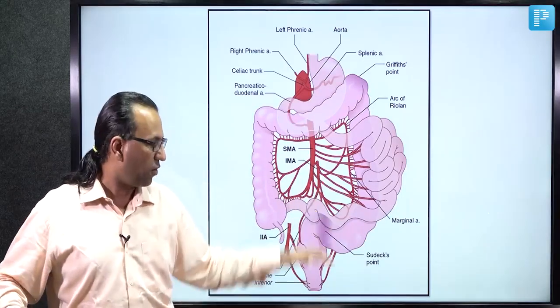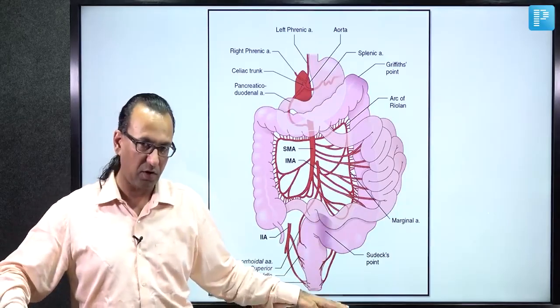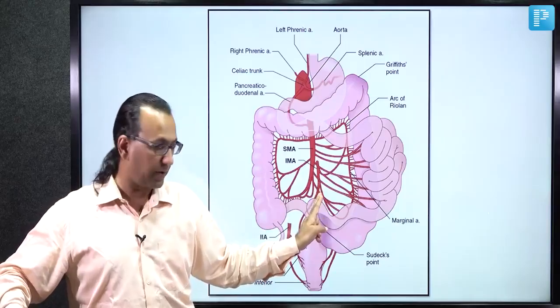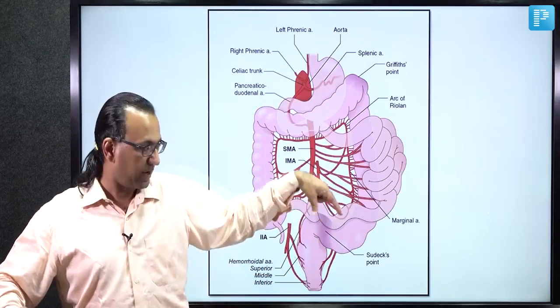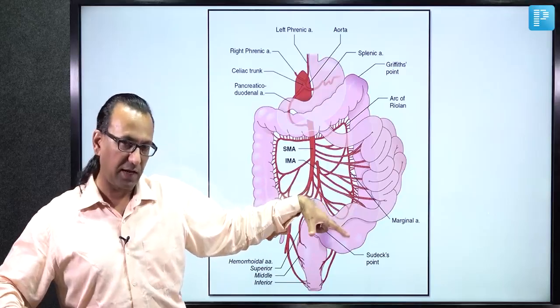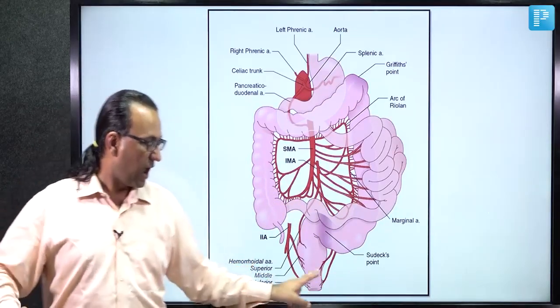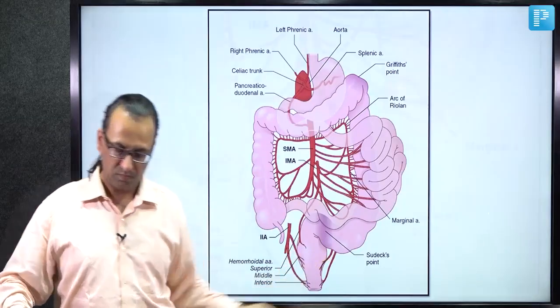Since we are talking about the pelvis regions like rectum, we need to discuss the artery of the hindgut. So let us focus upon this inferior mesenteric artery. But then you also have to talk about the abdominal aorta bifurcating into the iliac arteries, and iliac arteries giving some branches to the lower part of the rectum and anal canal. So we are going to magnify this region now.